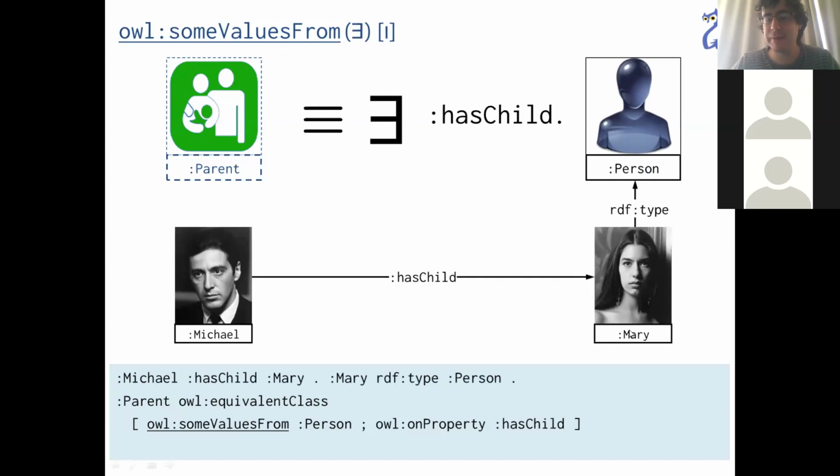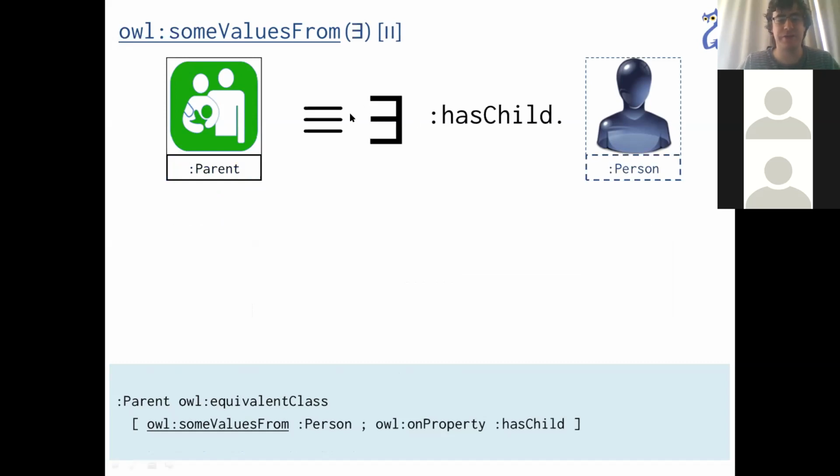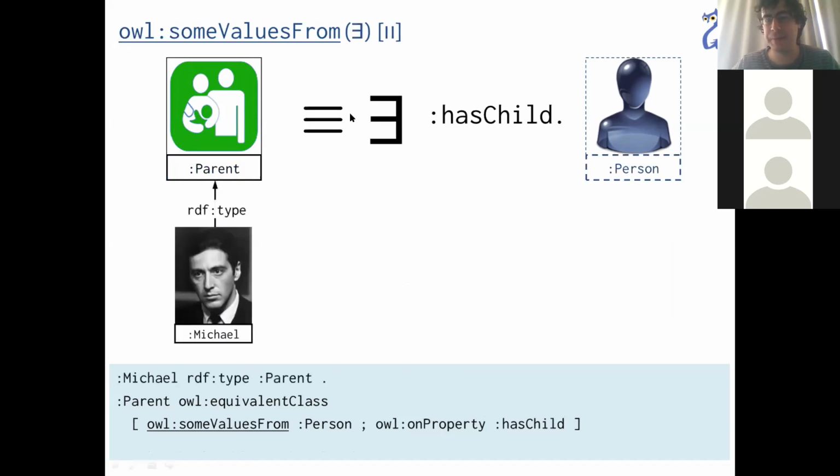So Michael has child Mary. The Mary type person. What would this entail? In this case, it entails, since Michael has a child that's a person, Michael must be a parent. Okay. So what about if we go in the other direction? We have an equivalence class relation here. So what if we know that Michael is a parent?